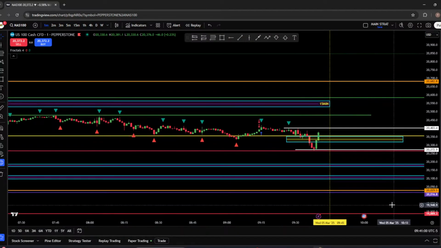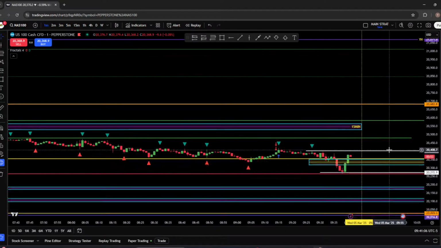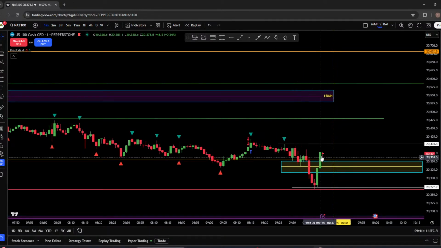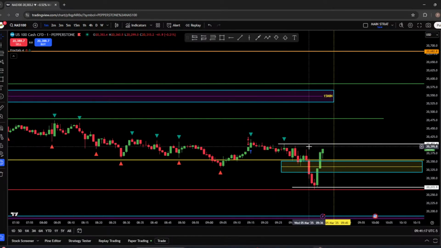I need it to be trading way below that equilibrium line or way above it before I start looking for shorts. Right now we can be looking for longs because we had the little manipulation here. Still gonna wait. Usually, honestly, my best trading is in the afternoon.